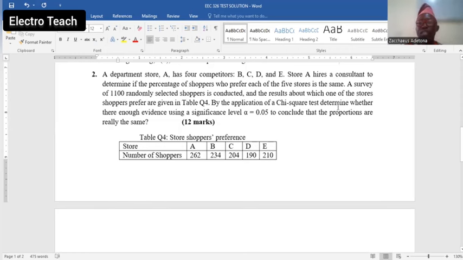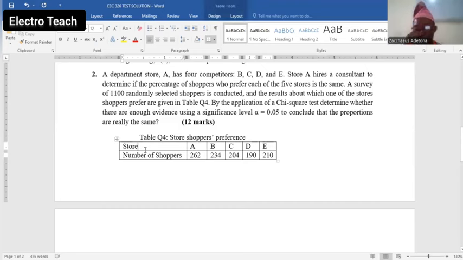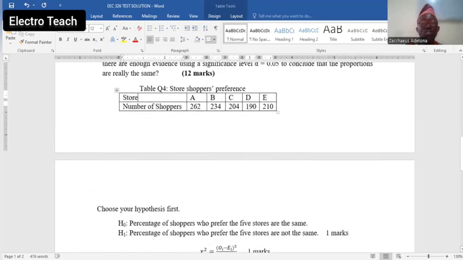By the application of a chi-square test, determine whether there is enough evidence using the significance level alpha equal to 0.05 to conclude that the proportions are really the same. We want to find out whether the proportion of shoppers visiting each of the 5 shops are the same. So we have the table here. Store A, B, C, D, E, and the number of shoppers are also provided. So applying chi-square, we want to determine that.